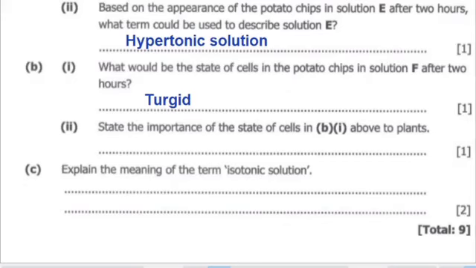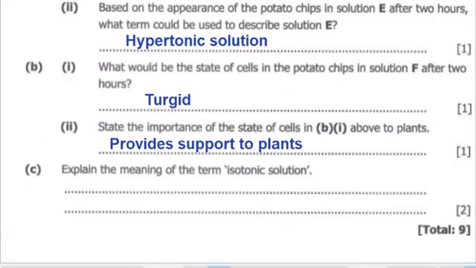Okay, so our answer there, we have said the state is going to be what? Turgid. Okay, then B2, state the importance of the state of cells in B1 above to plants. So what is the importance of the turgid state to plants? Turgid is a situation whereby a cell gains water and becomes swollen. So what is the importance of this state? The importance of turgid state is that it provides support to the plant. That is our answer. That is the answer.